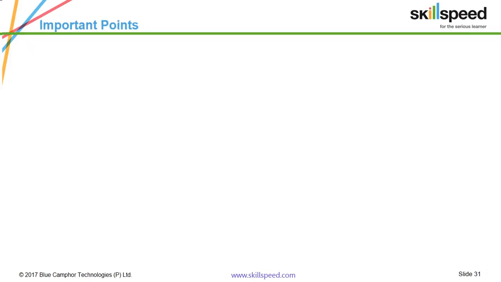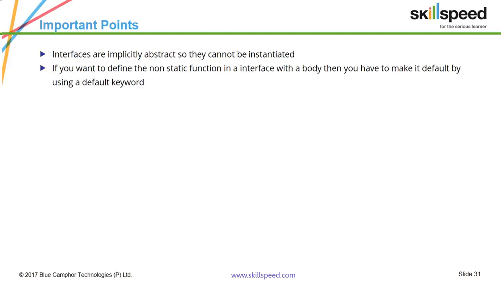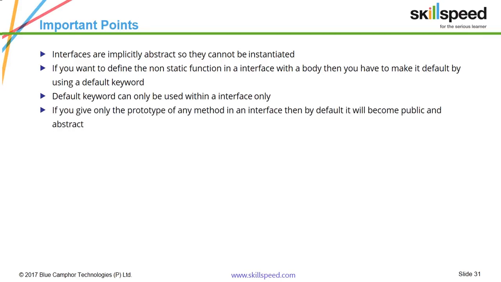Now, because we have completed the topics about interfaces, let us go through a few of the important points that we have gone through till now. Interfaces are implicitly abstract, so they cannot be instantiated. If you want to define a non-static function in an interface with a body, then you have to make it default by using the default keyword. The default keyword can be used only within an interface. If you give only the prototype of any method in an interface, then by default it will become public and abstract.